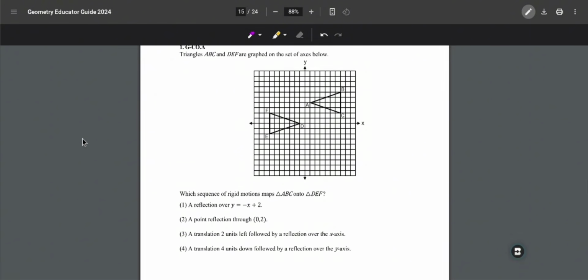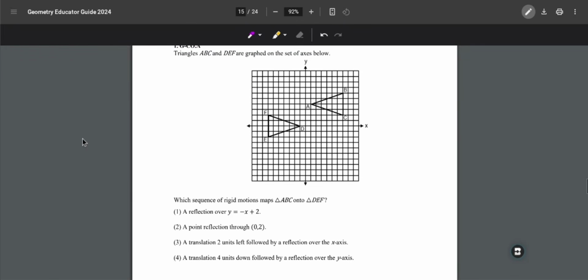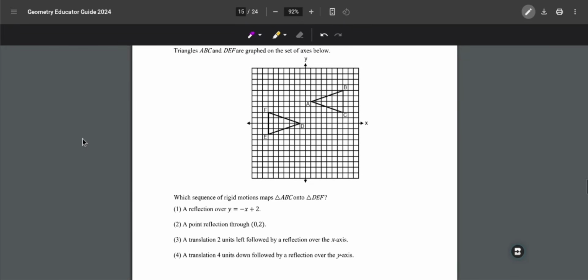So question number 1 says, triangles ABC and DEF are graphed on a set of axes below. Which sequence of rigid motions maps triangle ABC onto triangle DEF? On this document, the y and x axes are not clearly labeled, so the first thing I'm going to do is make sure you see where the axes are. There's your y, and this is the x-axis.